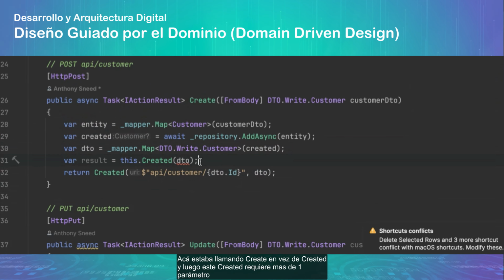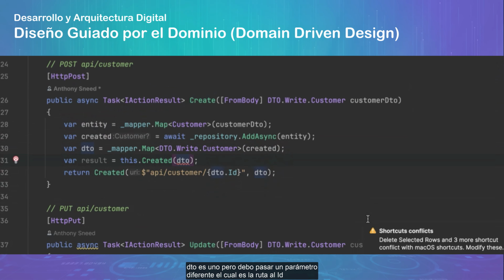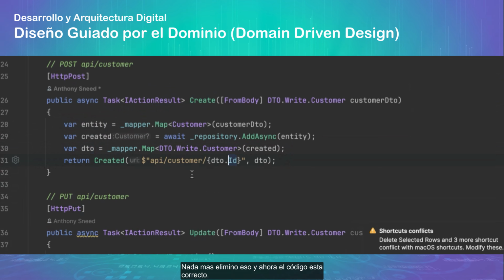So I was calling create when I needed to call created, and secondly, this created method requires more than one parameter. So DTO is one, but I needed to actually put in a different parameter, which is the route to the ID here. So that's why I had that. So basically I can just get rid of that, and this is really the correct code right there.